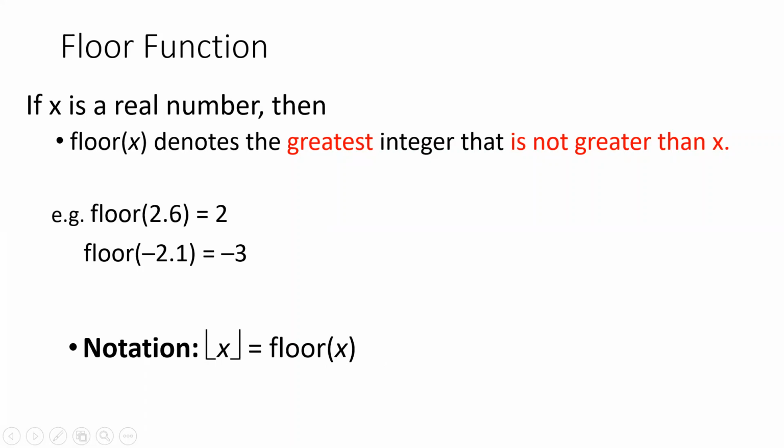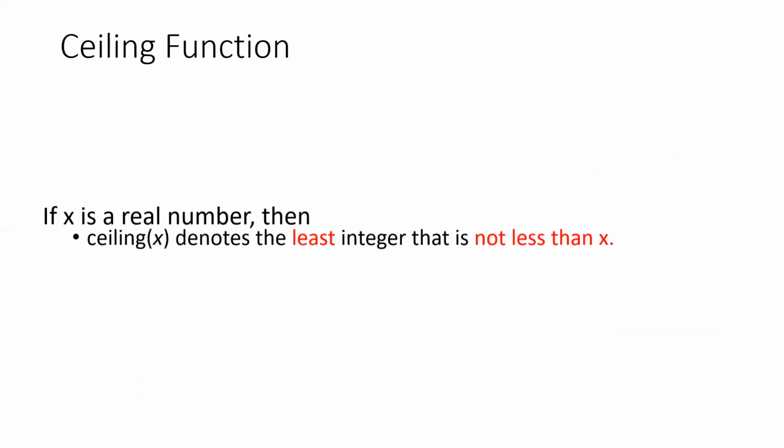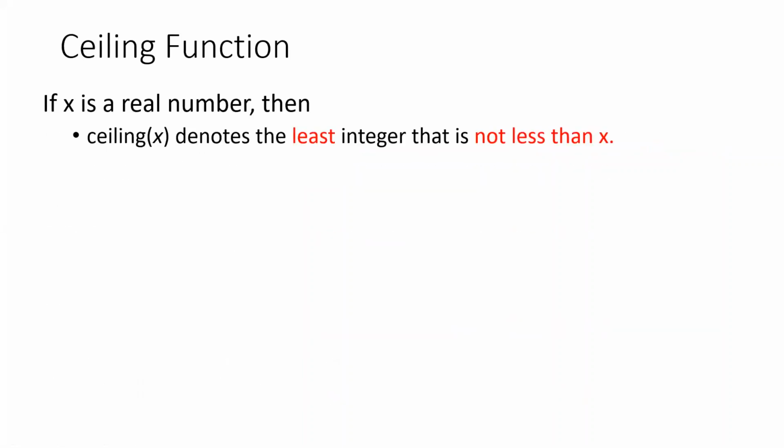Got it? Now for the ceiling function, the definition is: if X is a real number, then the ceiling of X denotes the least integer that is not lesser than X. Maybe in order to make it rhyme, they have made it as not less than. Not less than means it will be greater than, right? So first you have to find all the integers which are not less than that real number, and among those find the least integer. That will give you the ceiling.